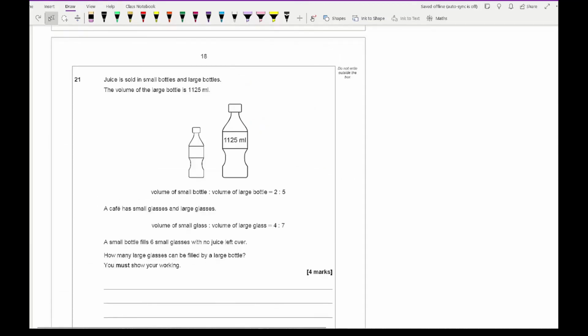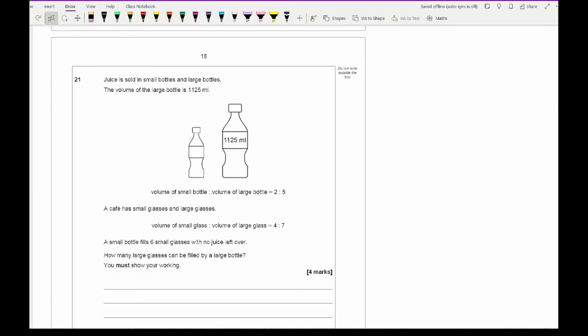Now with question 21, it says that juice is sold in small bottles and large bottles. The volume of a large bottle is 1,125 millilitres. And we've got the ratio of a small bottle to a large bottle is 2 to 5. A cafe has large glasses and small glasses. The volume of a small glass to the volume of a large glass is 4 to 7. A small bottle fills 6 small glasses with no juice left over. How many large glasses can be filled by the large bottle?